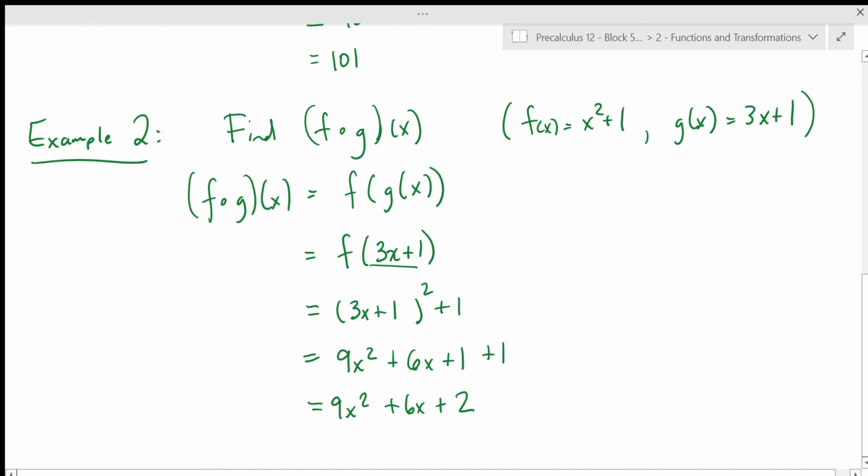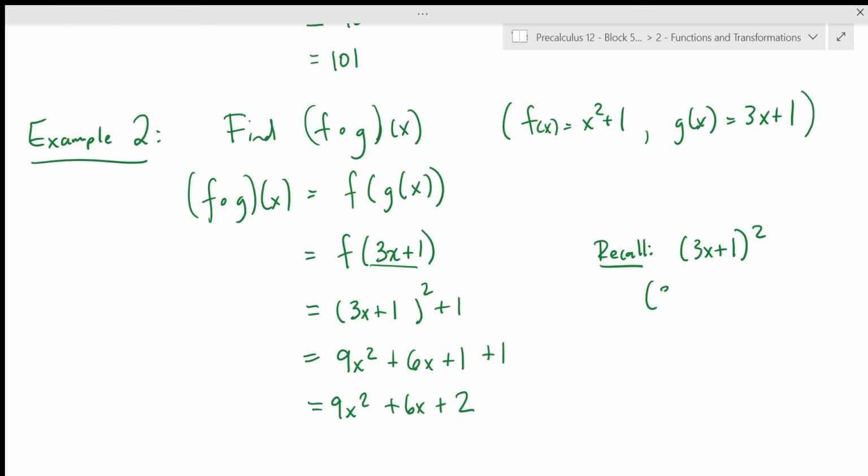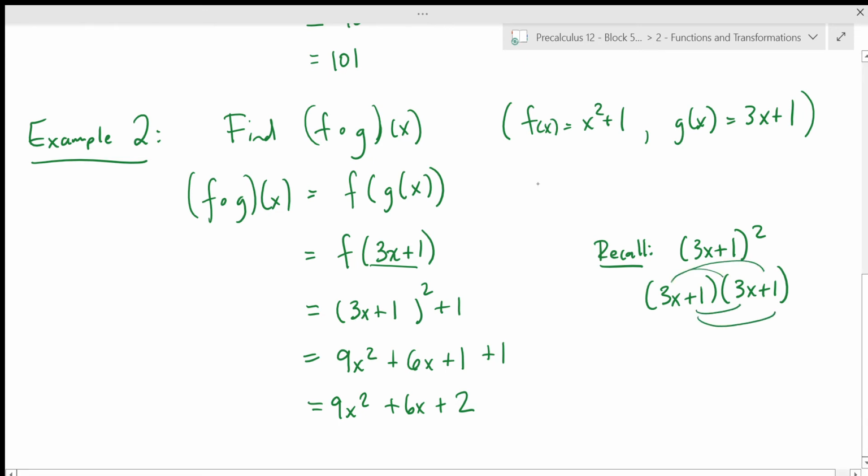Okay, and just for those of you who maybe need a little refresher from Math 10, we got 3x plus 1 squared is actually 3x plus 1 times 3x plus 1. So we have to expand the brackets and use all of my numbers. So we get 9x squared plus 3x plus 3x plus 1. So that's where we get that 6x from.